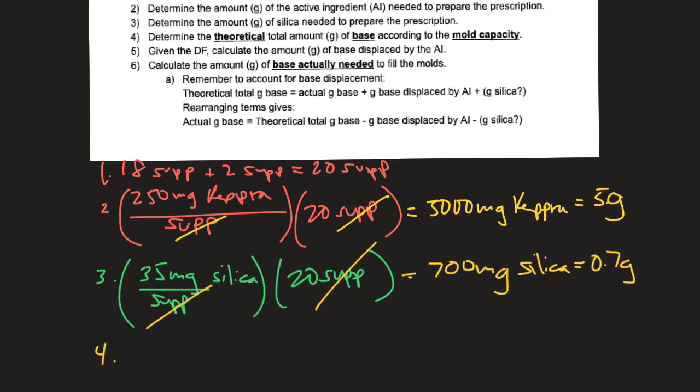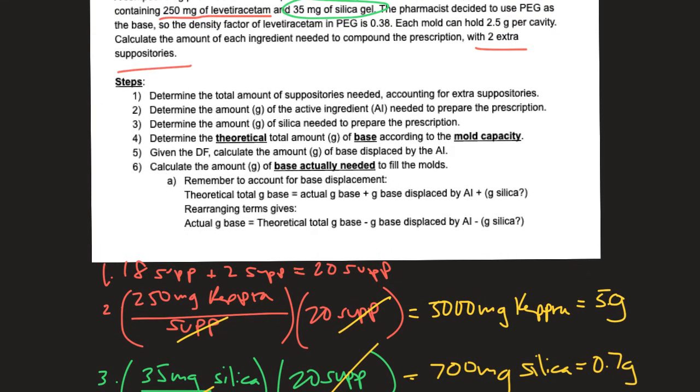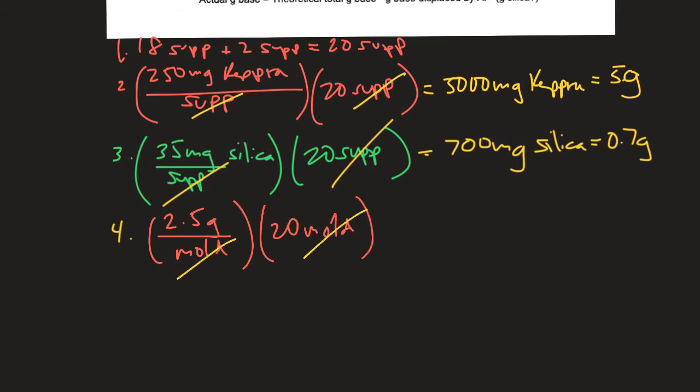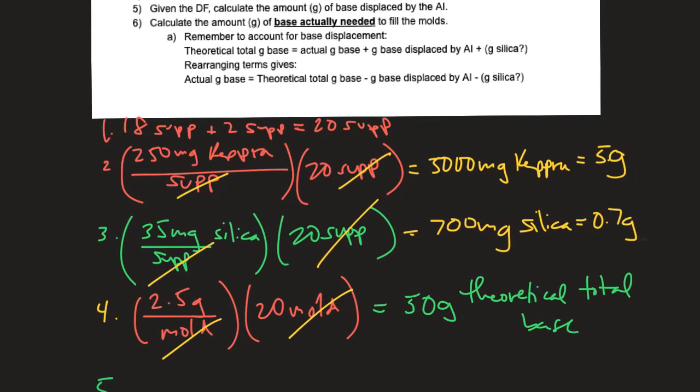Step 4, we're going to determine the total amount of base according to the mold capacity. So we know each mold can hold 2.5 grams per cavity. So theoretically, you could hold a total of base equivalent to 2.5 grams per mold. We're making 20 molds for 20 suppositories. Mold cancels out, and that'll give you 50 grams theoretical total base.